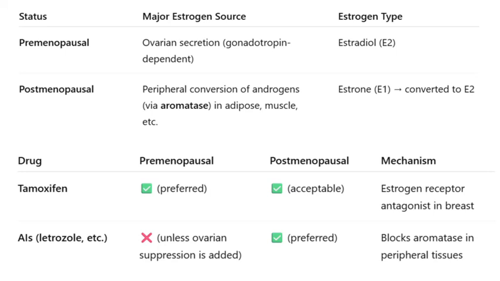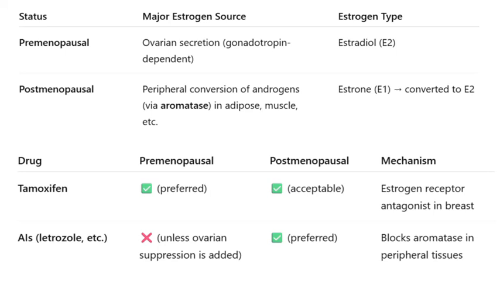In premenopausal women, the ovaries are the primary source of estrogen, and it's produced in large amounts. Tamoxifen works by blocking estrogen receptors directly on tumor cells. It essentially prevents estrogen from binding to those receptors, slowing the tumor growth. This approach works well even when the ovaries are still producing high levels of estrogen.